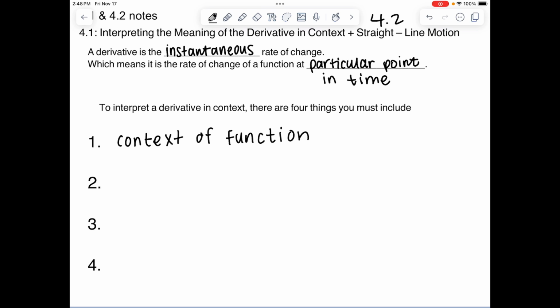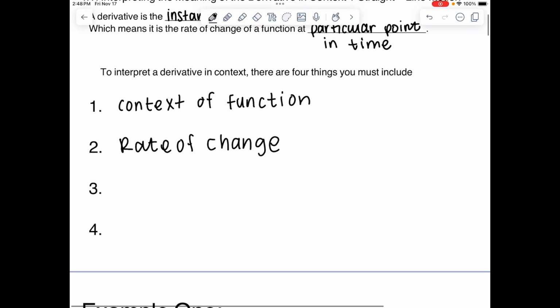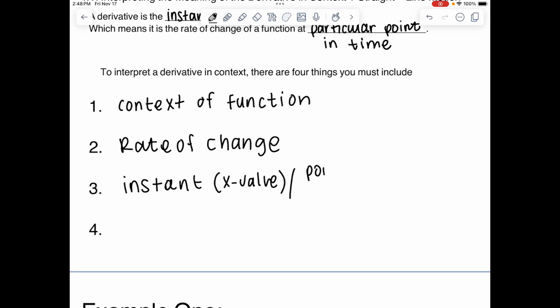The other thing you need to talk about is your rate of change. So somewhere you need to say, my rate is. And sometimes you'll say the rate is increasing, sometimes you'll say it's decreasing. So somewhere in your problem, you're going to say, at this moment in time, the rate of change is. Then, because it's an instantaneous rate of change, you also need to talk about the instant this change is occurring. And so the instant is normally the x value that's given to you. But basically, this is your point in time. You have to talk about your point in time.